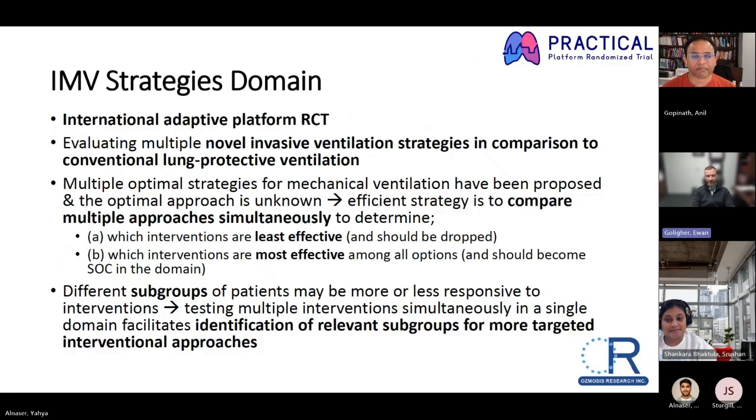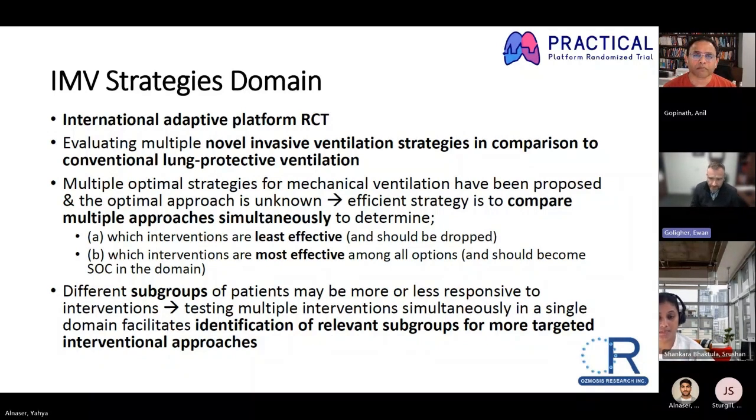Okay, next. So now we're moving into, not so much talking about the platform globally, but the invasive mechanical ventilation strategies domain specifically. So this domain is an adaptive platform RCT in its own right. We're studying multiple novel invasive ventilation strategies in comparison to the standard control group of conventional lung protective ventilation. And essentially what we're aiming to do with this domain design is to identify interventions that are the least effective and should be dropped, and the most effective and should be kept in the trial. And over time, hopefully help to improve care for patients enrolled into the domain.